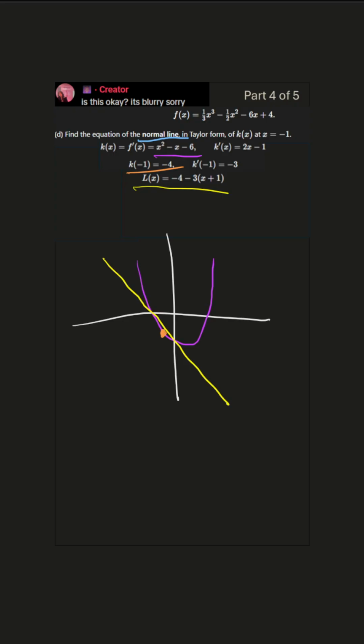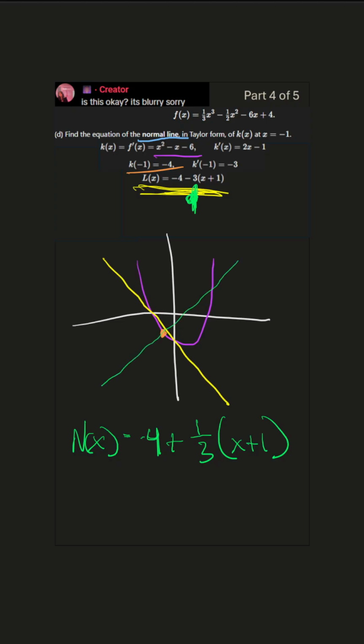That's the tangent line. So the normal line, first of all, let's calculate that real quick. So normal line, n of x equals, it's going to be just like the tangent line, except the slope is going to be the negative reciprocal. So the normal line is -4 plus 1/3, because the slope there of the tangent line is -3. Negative reciprocal of that is positive 1/3, x plus 1. So that is the equation of the normal line. So that is going to be perpendicular to the tangent line.